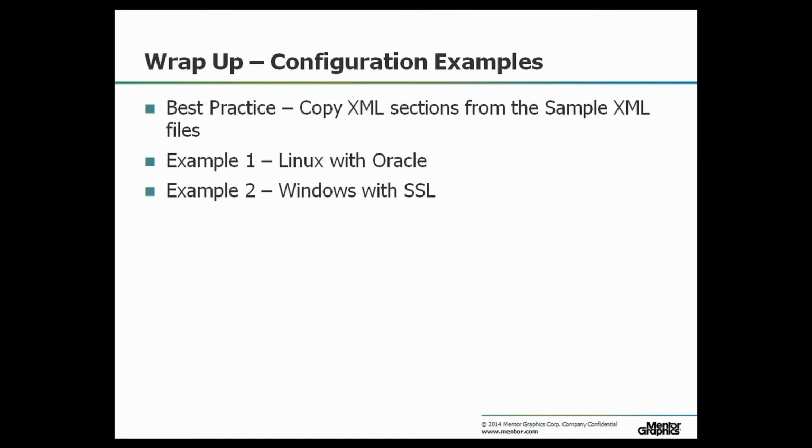In this training, we customized the configuration of two XDM servers. We used the best practice to copy and paste sections from the XML samples into our modified input XML file. The first example was a Linux machine that we configured to use an external Oracle database. We modified the default directories, the user that ran the XDM server, and updated the number of concurrent users. In the second example, we configured SSL on Windows and set the license server. Later, we also demoed how to update an existing configuration by adding SMTP and LDAP definitions.